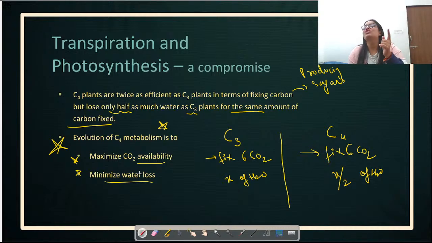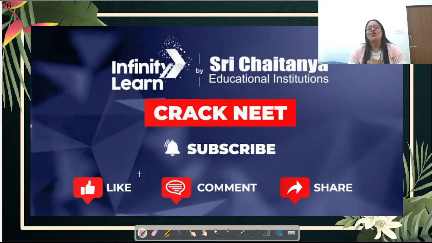Hence, transpiration and photosynthesis is a compromise. It needs to be done. Until and unless transpiration takes place, water cannot be transported to the leaf against gravity in order to be utilized in photosynthesis, right? I hope, students, this much is clear to all of you, and that's all I wanted to explain in this session.